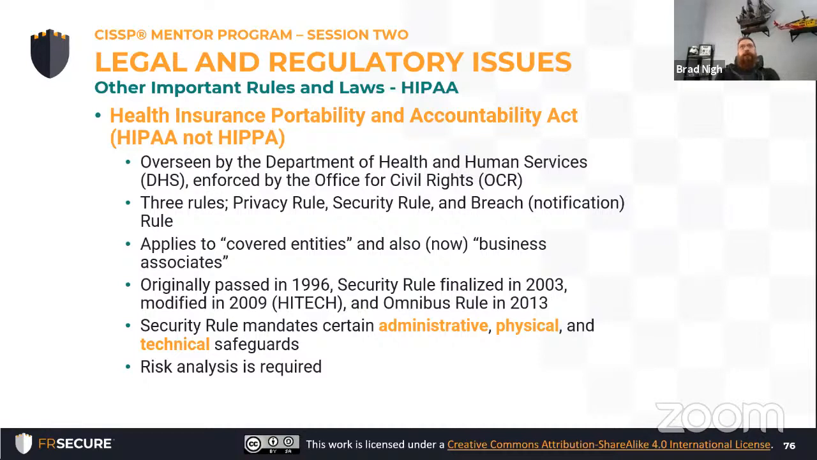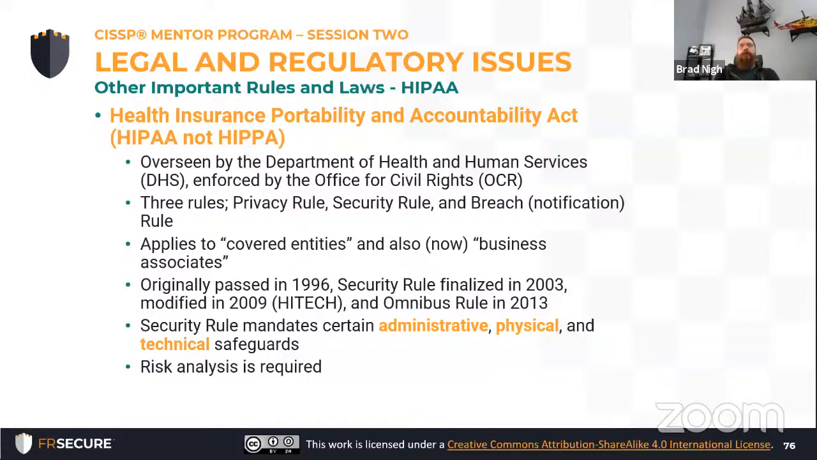So when you do that, if you have a breach, it's not the Department of Health and Human Services that's going to come in and audit you. It's the Office for Civil Rights. You've got 3 rules, important to know. You have a privacy, a security, and a breach or notification rule. Want to make sure you understand the difference between those.